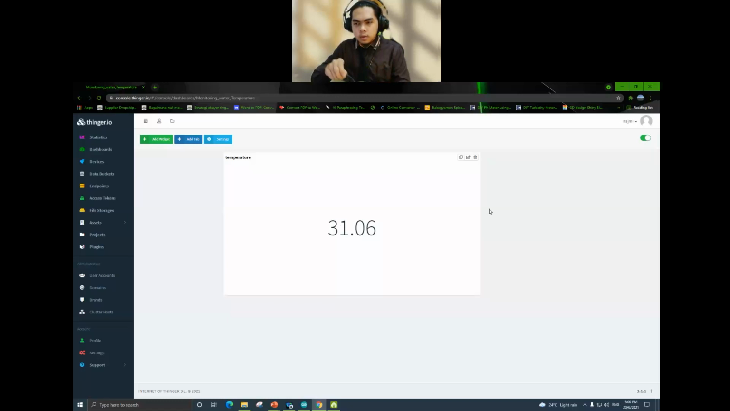And if I dip the temperature sensor in the cold water, the temperature will go down from 32 going to 30 and 26 and now 22. The temperature goes down significantly because this is cold water.